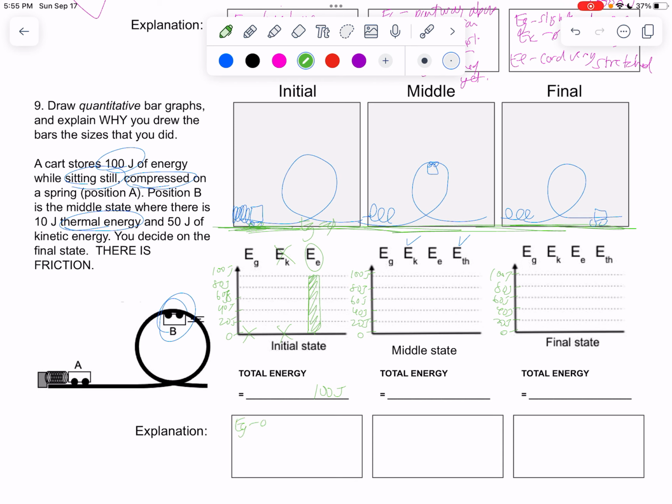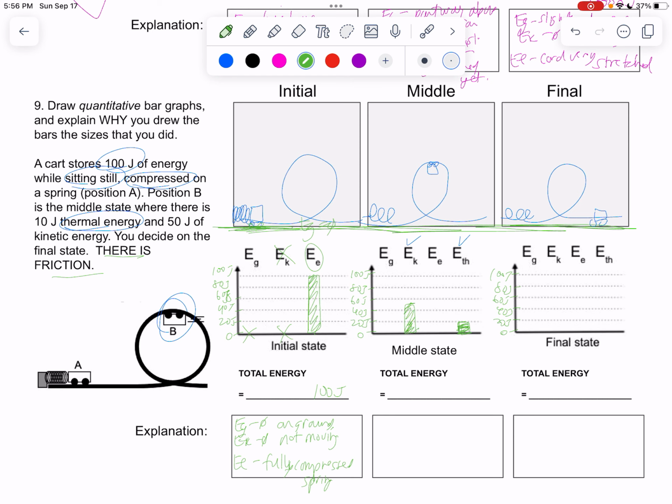So EG, 0 on the ground, EK, 0 because it's not moving, so I've got no whooshies. EE, fully compressed spring, because it's going to launch it out of there. Position B is the middle state. There's 10 joules of thermal, so we're counting the friction. And it says here too, there is friction. And 50 joules of kinetic. So like that.